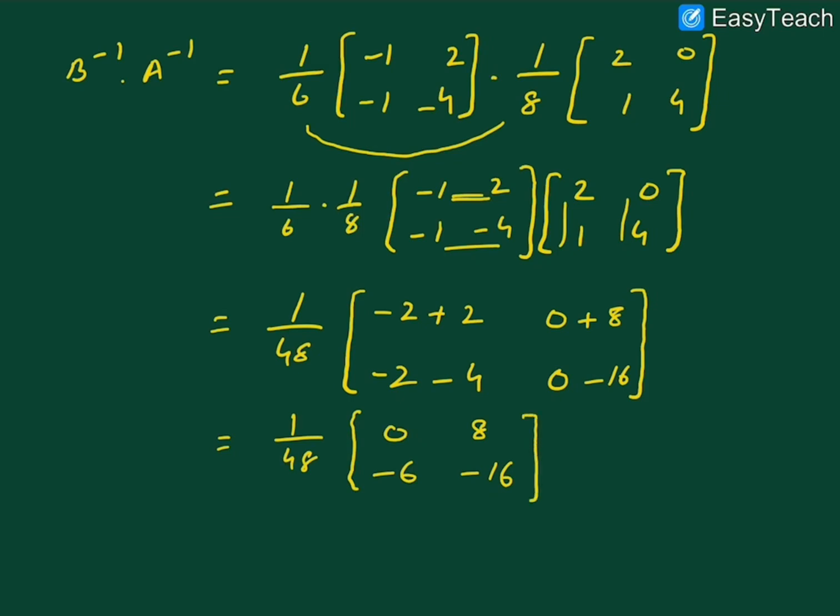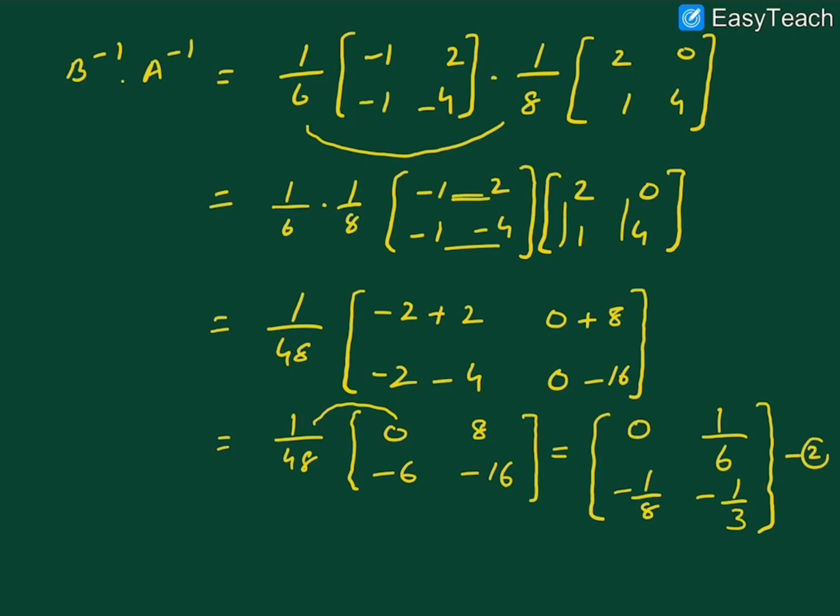So when you multiply 0 with 1 by 48, you will get 0. 8 times 1 by 48, which is 1 over 6, and here minus 6 over 48, minus 1 by 8, minus 16 over 48, which will be minus 1 over 3. This is our equation 2.